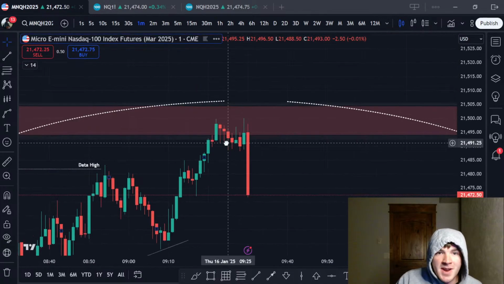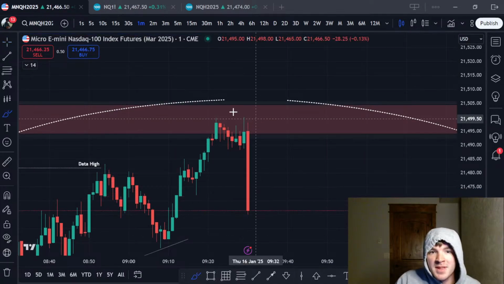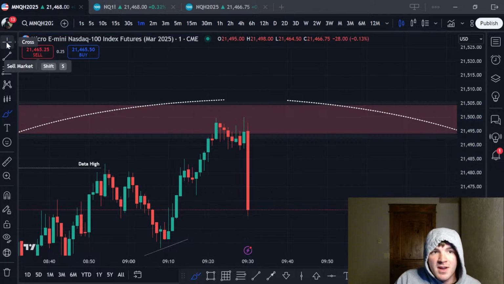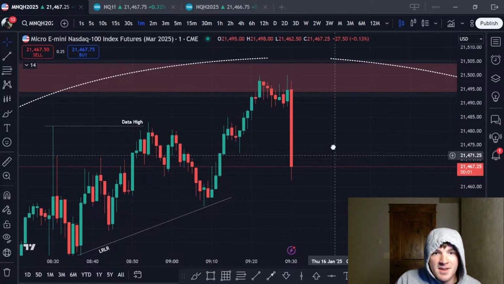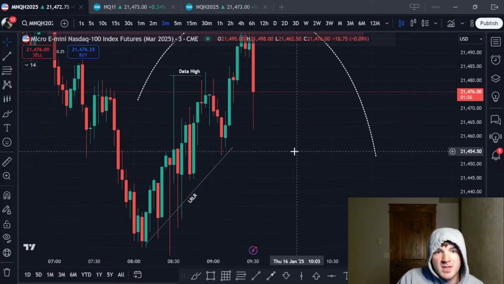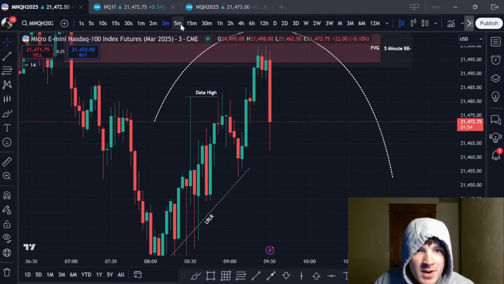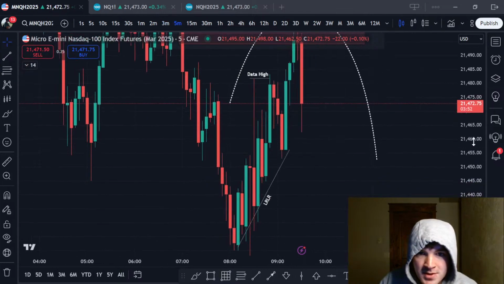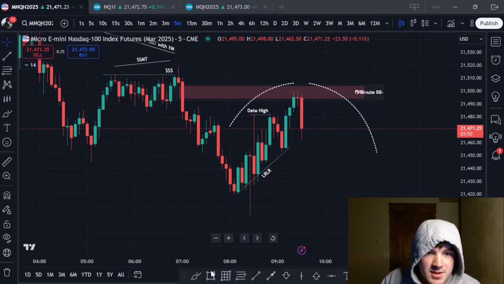We are getting a reaction off of this breaker for value gap like I thought we might after sweeping this data high. So now I'm just gonna be extremely careful. I'm gonna wait for us to close probably below this breaker here. That's honestly what I'm thinking.